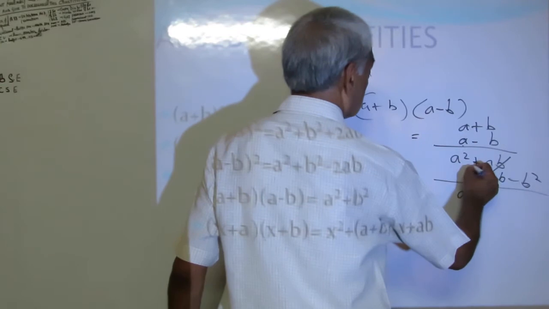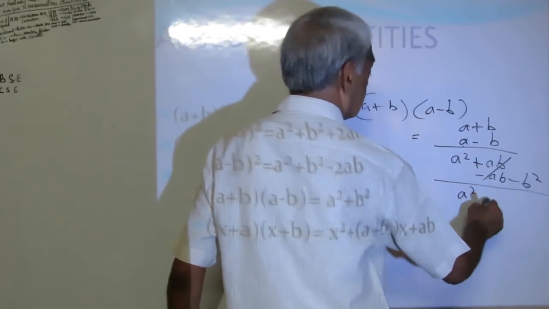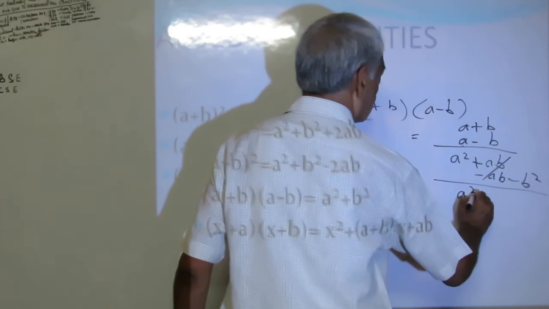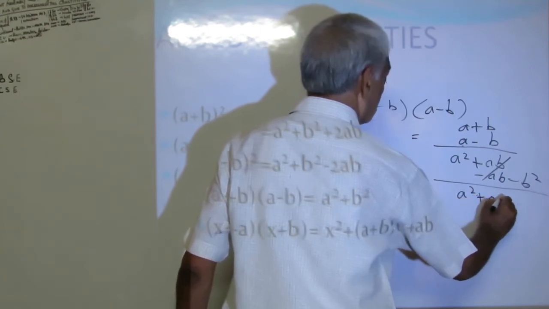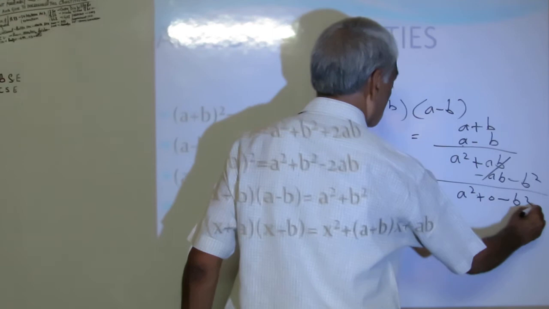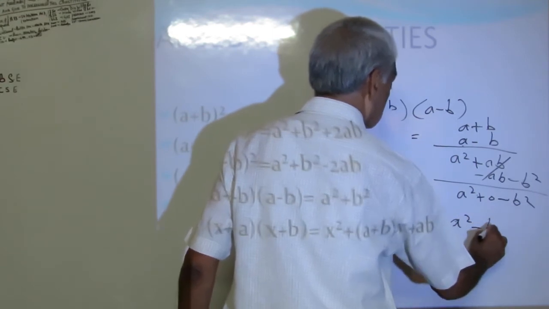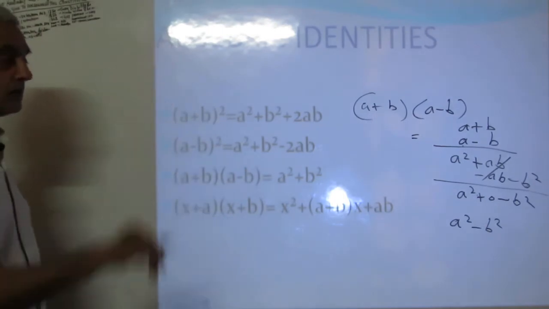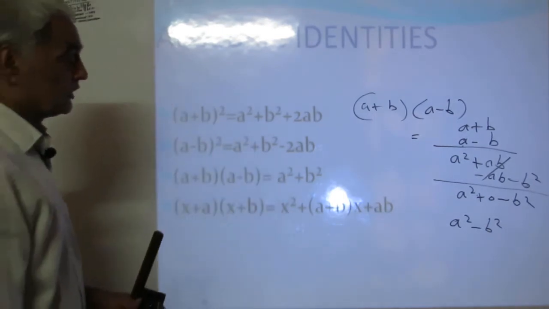a square plus ab minus ab, if you add them, it will become 0. So it will be a square plus 0 minus b square. You may say it is a square minus b square. So (a plus b) multiplied by (a minus b) is equal to a square minus b square.